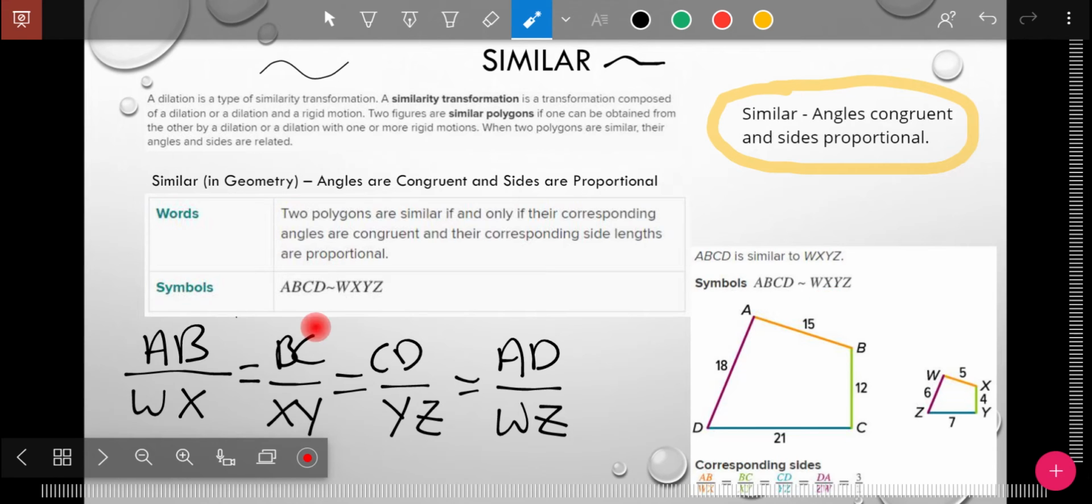So AB, the first two letters, goes over top WX, the next two letters. And then BC are my middle two letters. So that green line, BC, middle two letters, and XY, middle two letters, go together as well. CD, the last two letters, and YZ, the last two letters, go together as well. And then AD is the first and last letter, and WZ, the first and last letter, those go together. So make sure you know how to identify which sides are proportional.